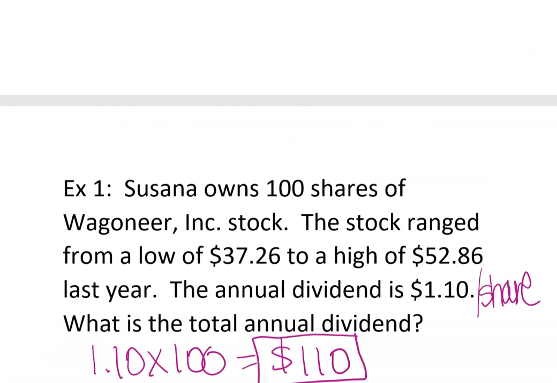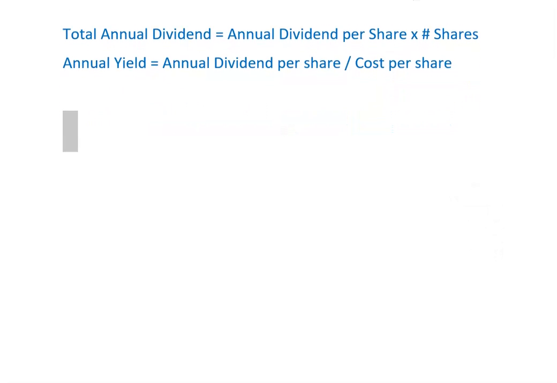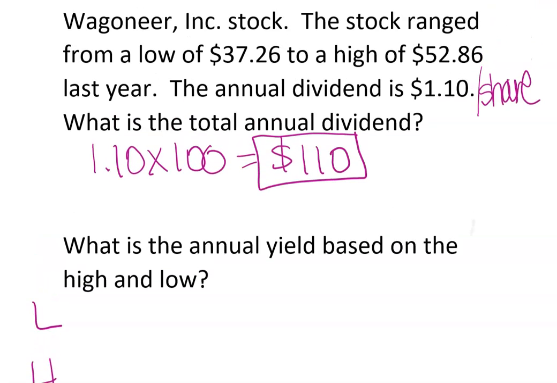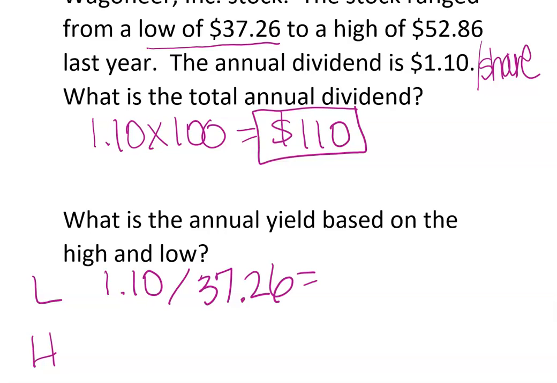The formula says the annual dividend per share, which is a super small number, divided by the cost per share. On this one, the dividend is $1.10. We're going to divide it by the low, since that's the one we're working on, $37.26. When you divide these, you're going to get a super small number. Since we want it to be in percentage form, we're going to multiply it by 100. So grab your calculators quickly. Try $1.10 divided by 37.26. Here's the number that I'm looking at, just so you know what it looks like if you don't have your calculator out yet.